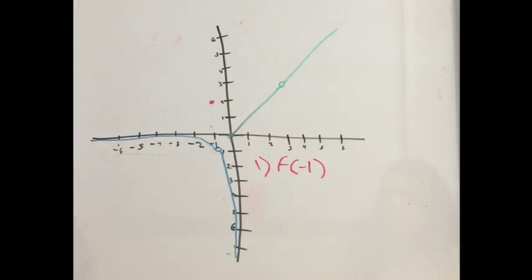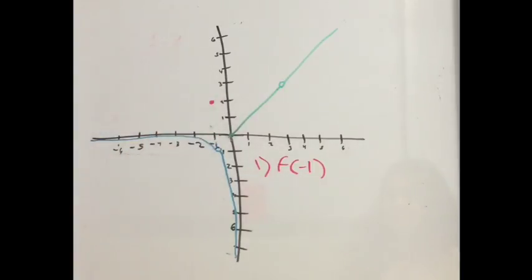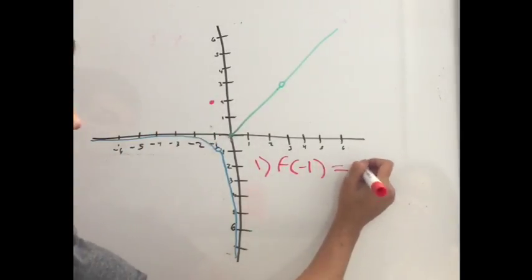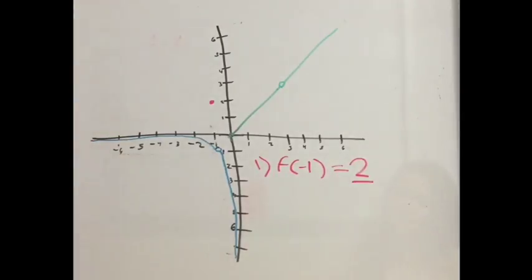So we look at our graph and identify the location of -1 on the x-axis. Then, since the problem is asking for the actual value of y when x is equal to -1, our answer will be 2. So the answer is yes, it exists, and the value is 2.